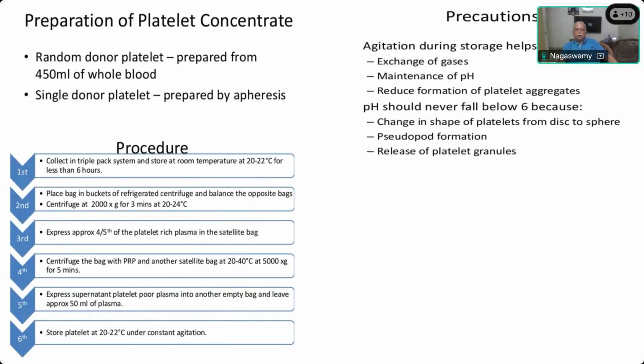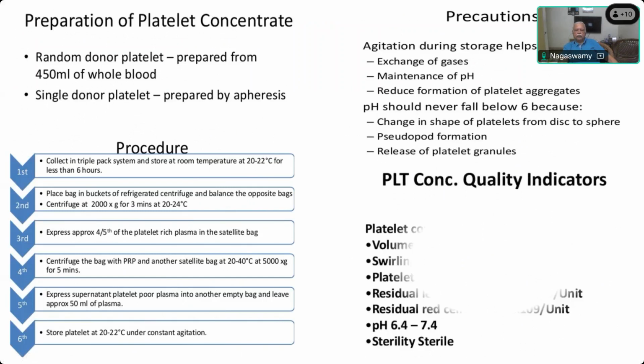So what are the precautions you have to take? Agitation during storage helps to allow the exchange of gases, maintenance of pH, and reduce formation of platelet clumps. The pH should never fall, and change in the shape of the platelets can happen. Pseudopod formation can happen, and release of platelet granules. So the quality and action of platelets will be lost if this is not taken care of.